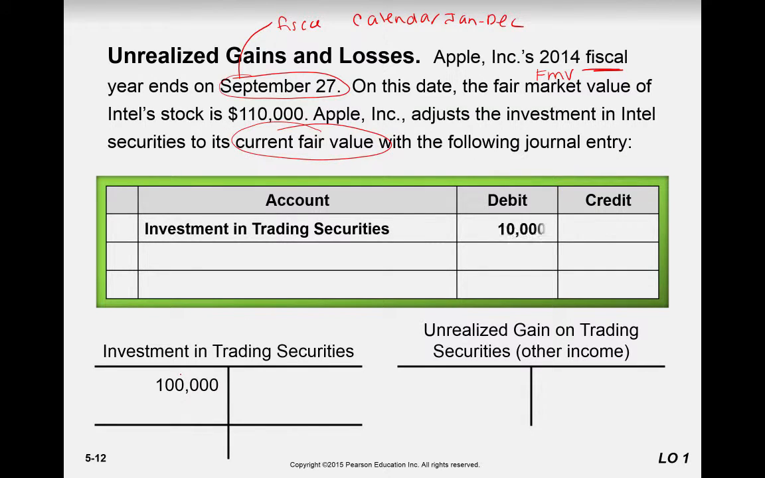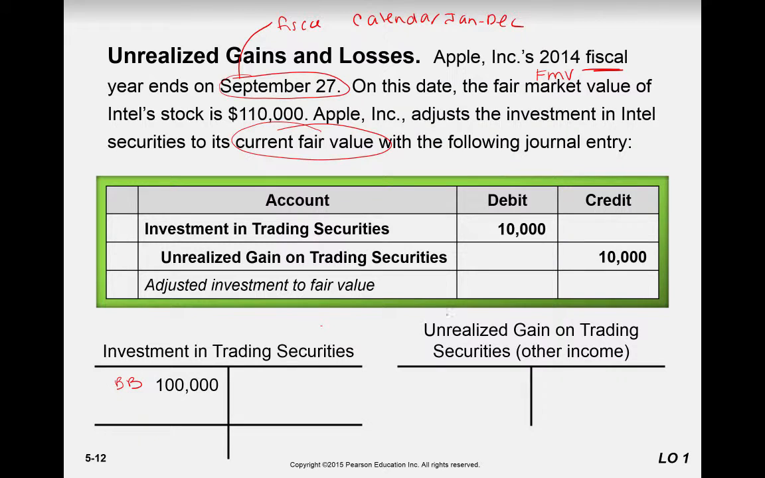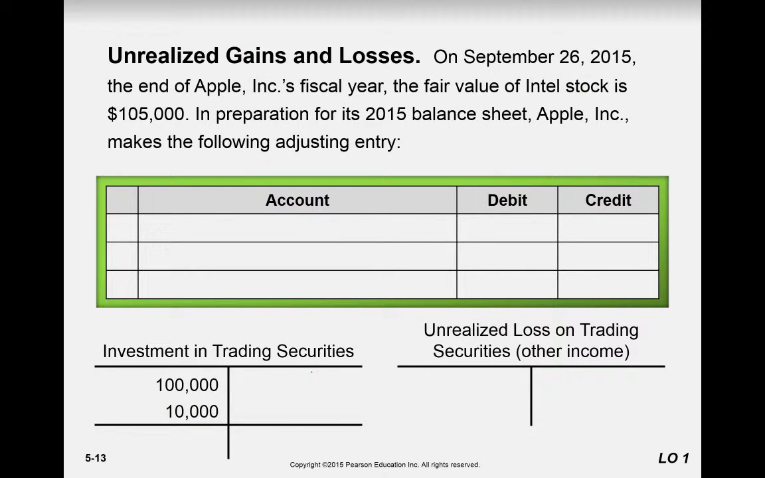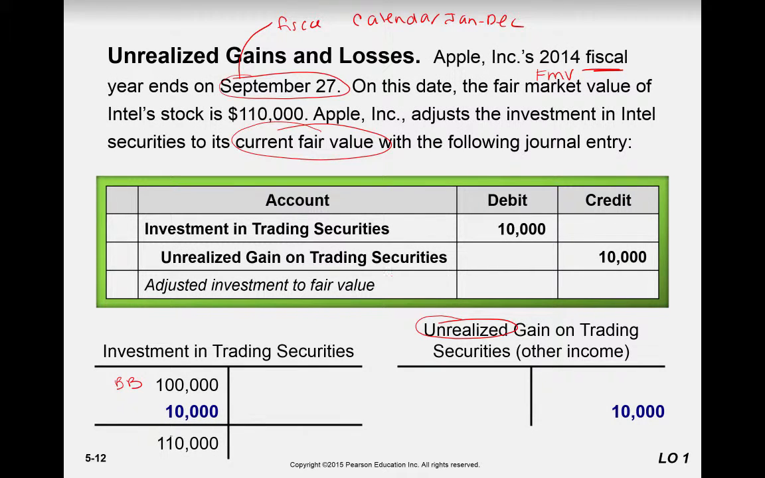So how would we do that? Since it's going up, we're going to increase our asset, right? Because this was our beginning balance here of 100,000. So we need to increase it, and then we're going to have this unrealized, because we haven't sold it. Basically this can go down tomorrow like any stock. So in this case, we're just recording it for financial reporting purposes. We're going to show the 10,000 here, and then we're going to show the gain. So now you see, we have our asset value at $110,000.